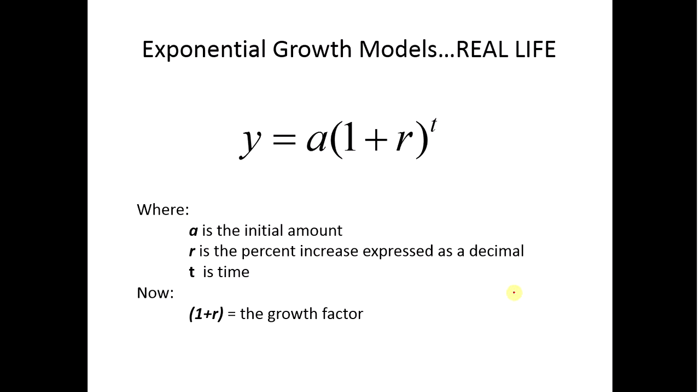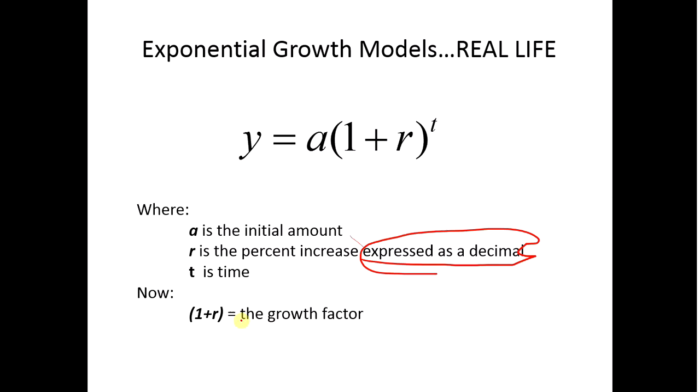Exponential growth models. This is how a growth model usually looks. You're going to have y equals a times the quantity 1 plus r to the t. A is the initial amount, just like our principal was before. And r is the percent increase, again expressed as a decimal. T is time. So 1 plus r is your growth factor, just like how b used to be a growth factor.